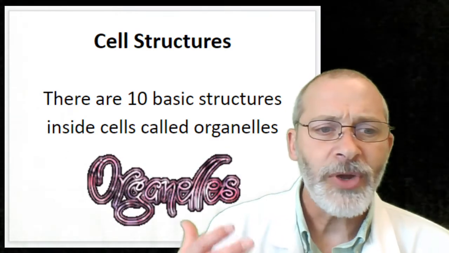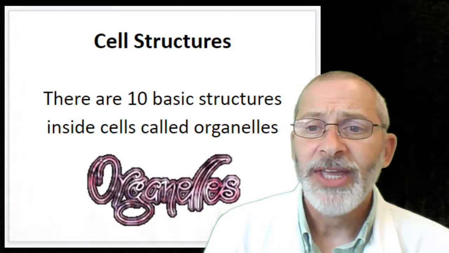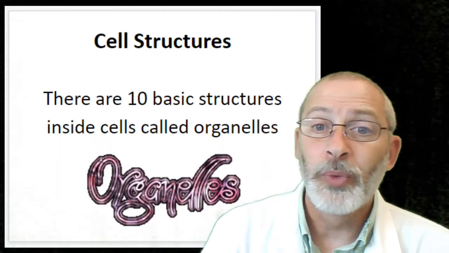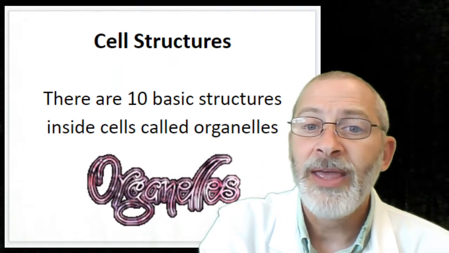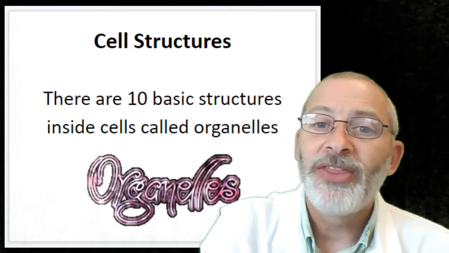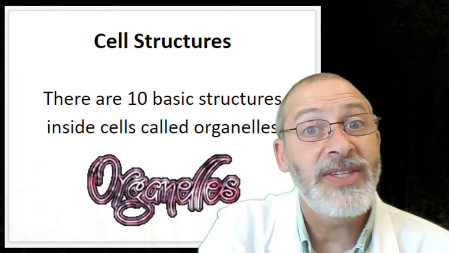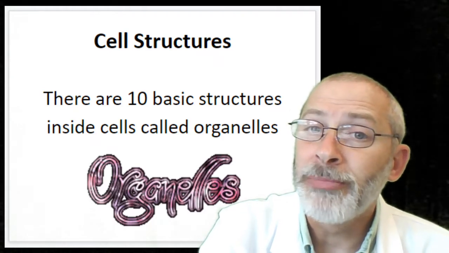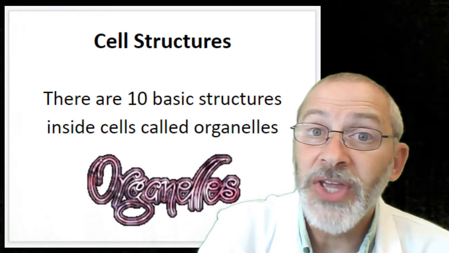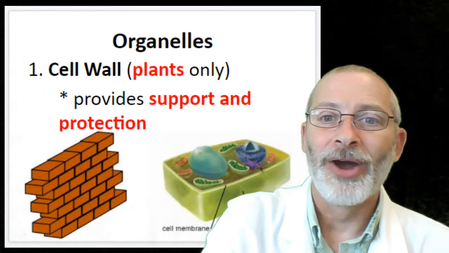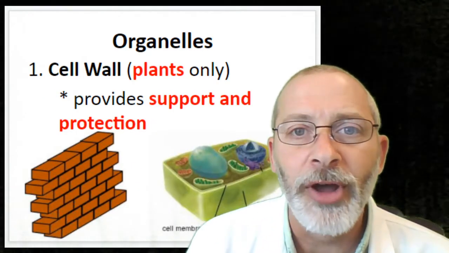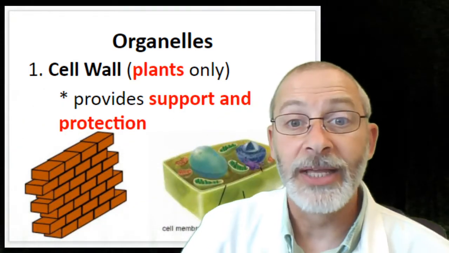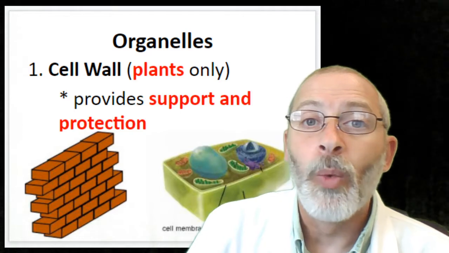Organelles are tiny cell structures that allow a cell to function. And we're going to discuss now the 10 basic structures that are found inside cells that we call organelles. Because remember, cells are made of organelles. All right, so let's begin, and we're going to work from the outside of a cell inward. And let's begin with cell walls.